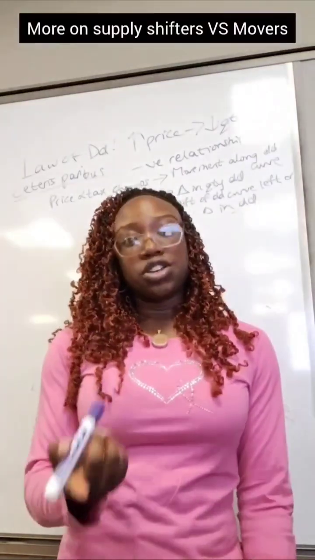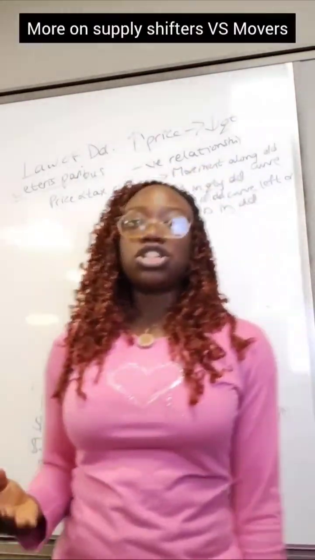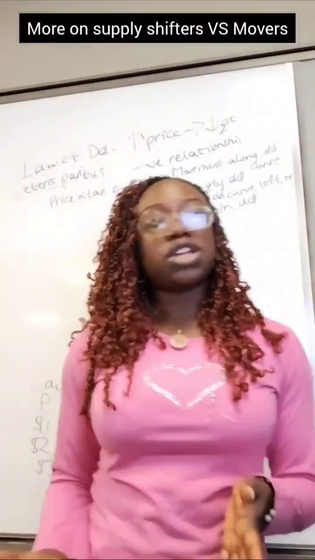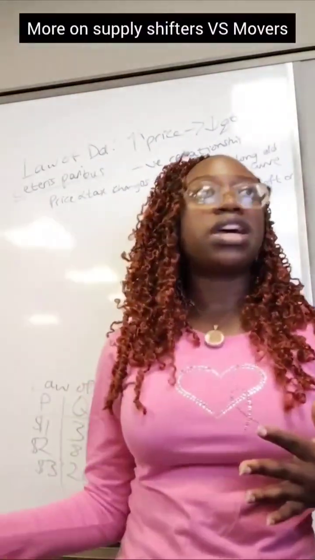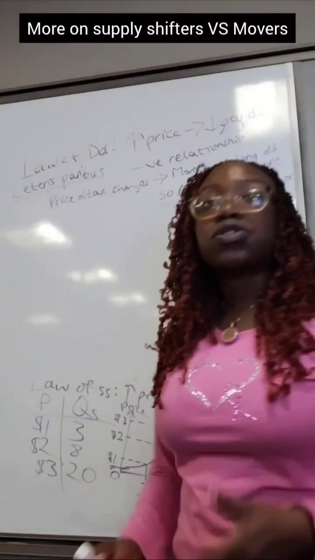So for instance, technology, right? If there's more technology, then the producers will be able to produce more of the good, right? So technology and even the number of sellers. The higher the number of sellers, the more goods are available in the market. So these are examples of supply shifters.